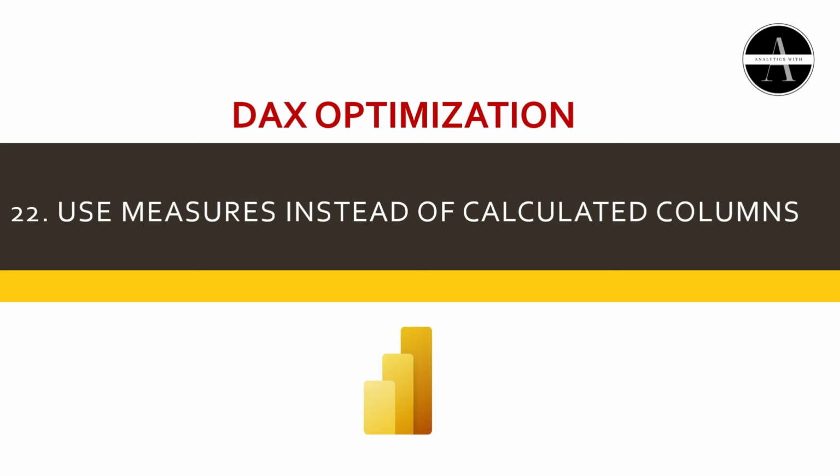Checklist point number 22. Use measures instead of calculated columns. One common mistake is relying on a calculated column instead of measures. Calculated columns add to your data model size because they physically store values for each row in a table. On the other hand, measures only calculate values when needed and don't store any data. Using measures whenever possible will not only reduce your model size but also improve the performance of your calculations.